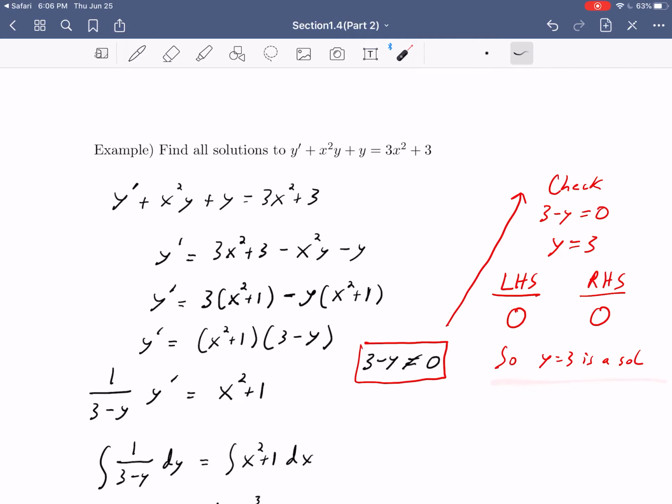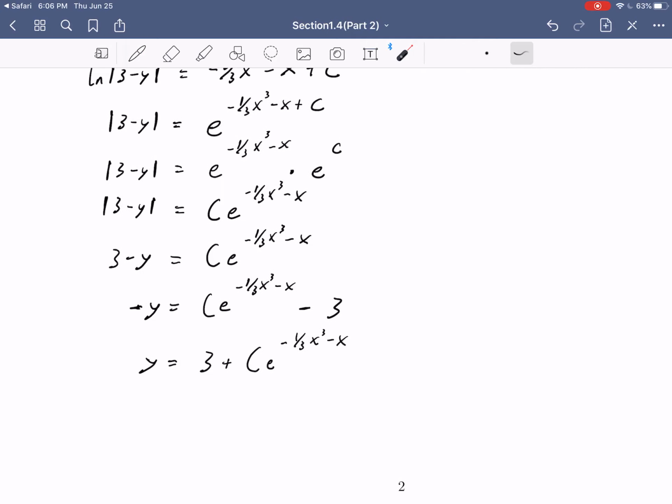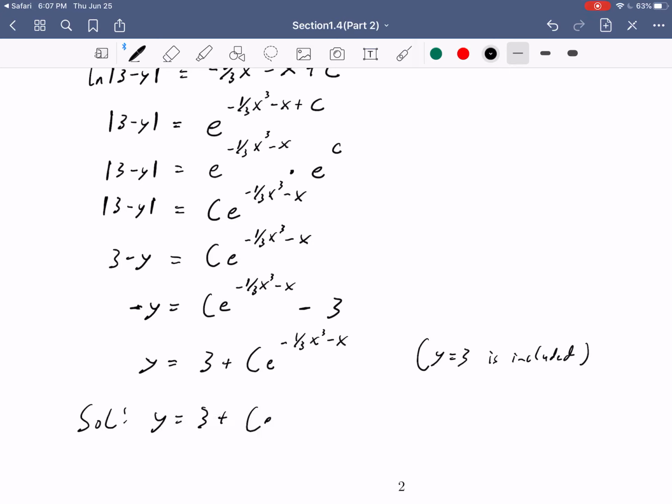Okay, so we got to include y equals 3. So we come back over here, and we start to write y equals 3. But it's actually not necessary, because notice that if you use this piece here and you let c equal 0, well, then this would drop out and you would get y equals 3. So that y equals 3, that extra solution that we found, is actually included in this. So our solution set is actually just what we originally found, y equals 3 plus c e to the minus 1/3 x cubed minus x, which means that this is the general solution.